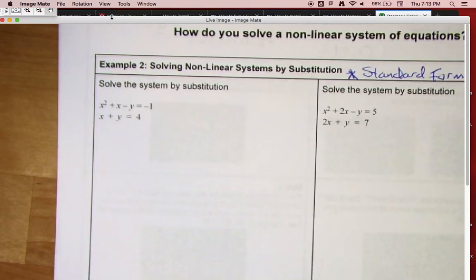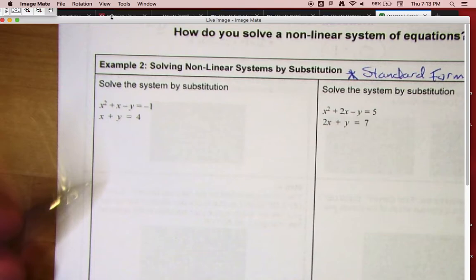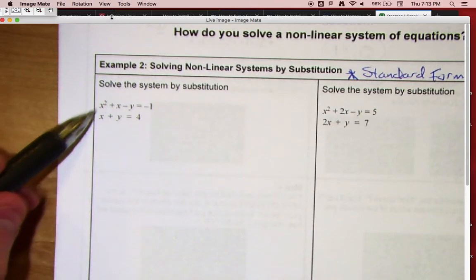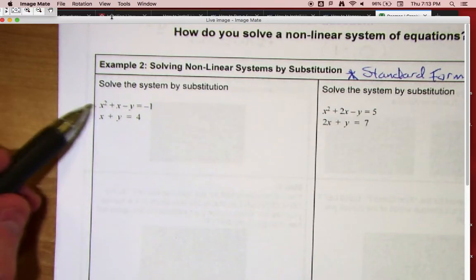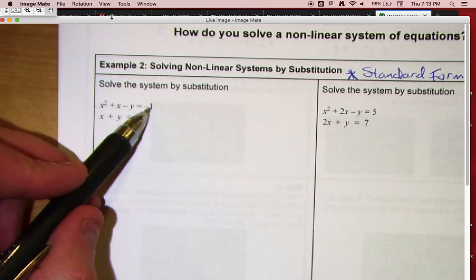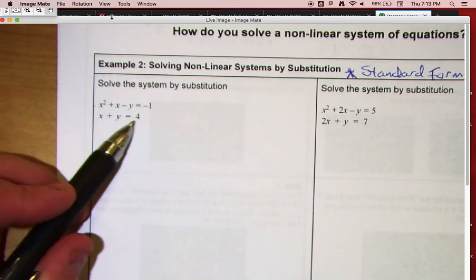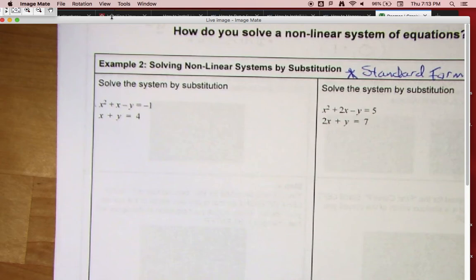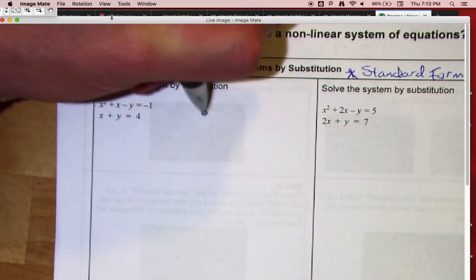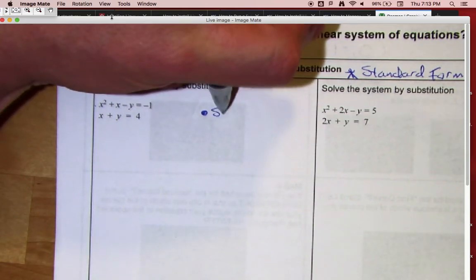Okay? So if you look at this here, notice this is kind of sort of in standard form here. Actually it isn't standard form, my apologies. Standard form usually has the letters on one side and the number on the other. This right here is also in standard form, because we've got the letters on one side and the number on the other. So first thing we want to do, what's our first step?